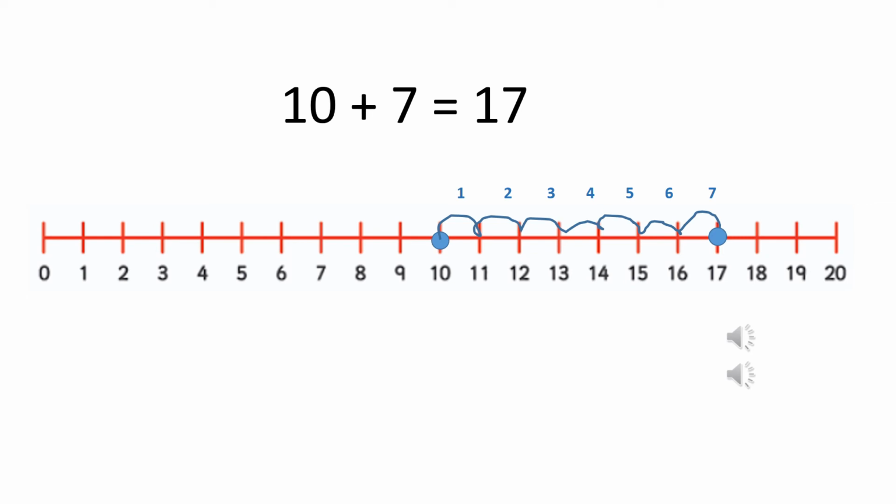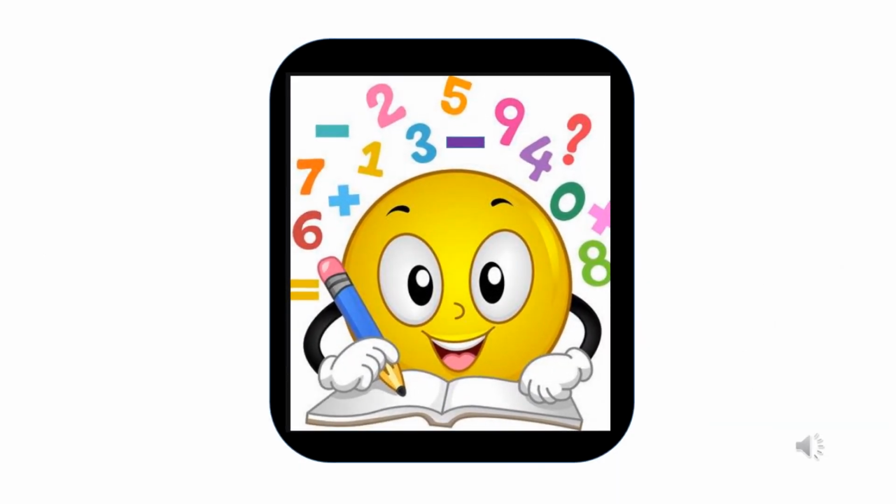When you are first learning how to add and subtract on a number line, one that goes from 0 all the way up to 20 is usually a pretty good number line. Now I can solve the problem 10 plus 7 equals 17.